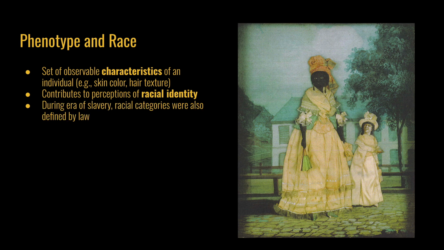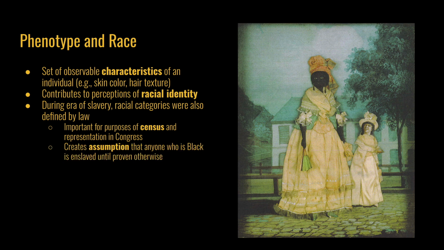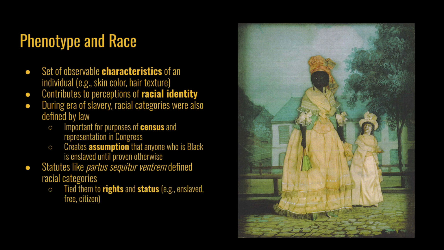During the era of slavery, racial categories were also defined by laws, important for purposes like census taking and representation in Congress. We talked in an earlier lecture about the 3/5 Compromise, which governed representation in Congress and created the assumption that anyone who was black was also enslaved unless proven otherwise. Statutes like partus sequitur ventrum define some of these racial categories and tie them to the rights and status individuals could attain in society.